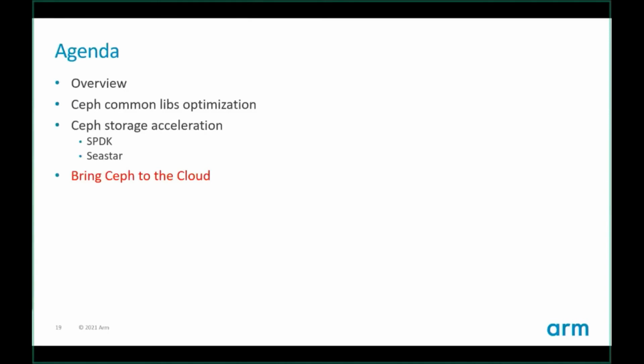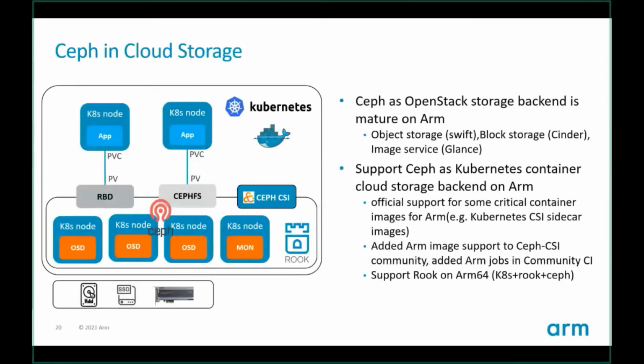And finally, we will go to our work about bringing Ceph to the cloud on Arm64. Currently, Ceph as OpenStack storage backend is mature on Arm. The basic functions like using Ceph as OpenStack Swift, Cinder, Glance backend work well on Arm64. And in addition to OpenStack, we have supported Ceph as Kubernetes container cloud storage backends on Arm64.